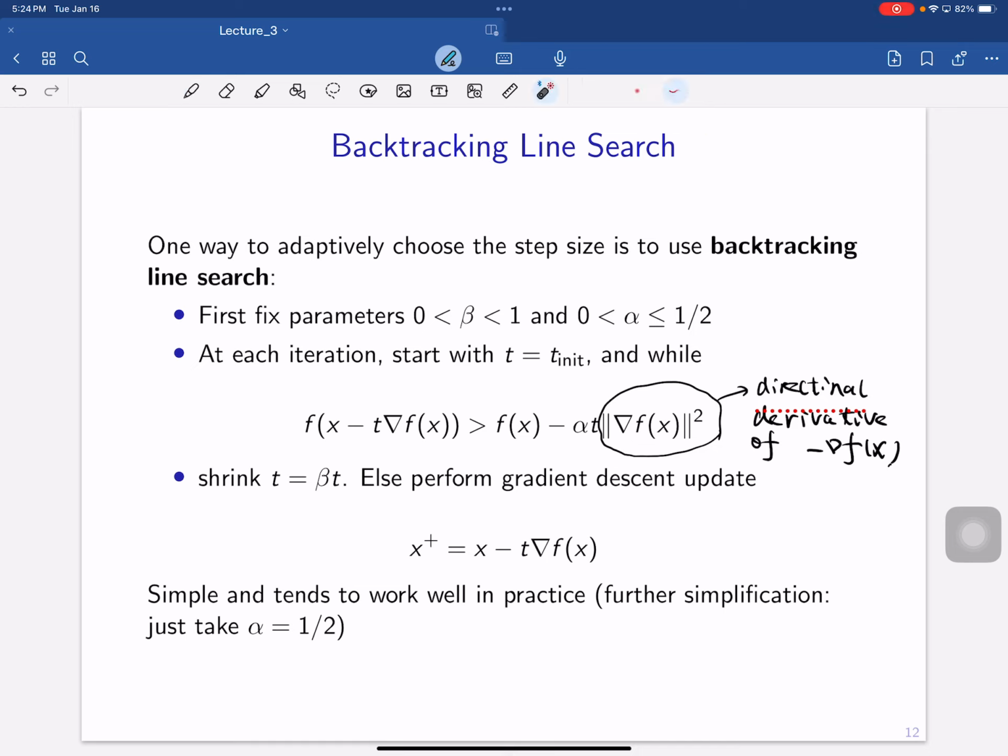If it doesn't decrease by alpha, between 0 and 1, times the directional derivative, you know that you are deviating too far from x. And that's when you should shrink your step size by multiplying t by beta. So beta is a number between 0 and 1. Okay, that's the idea of the backtracking line search.